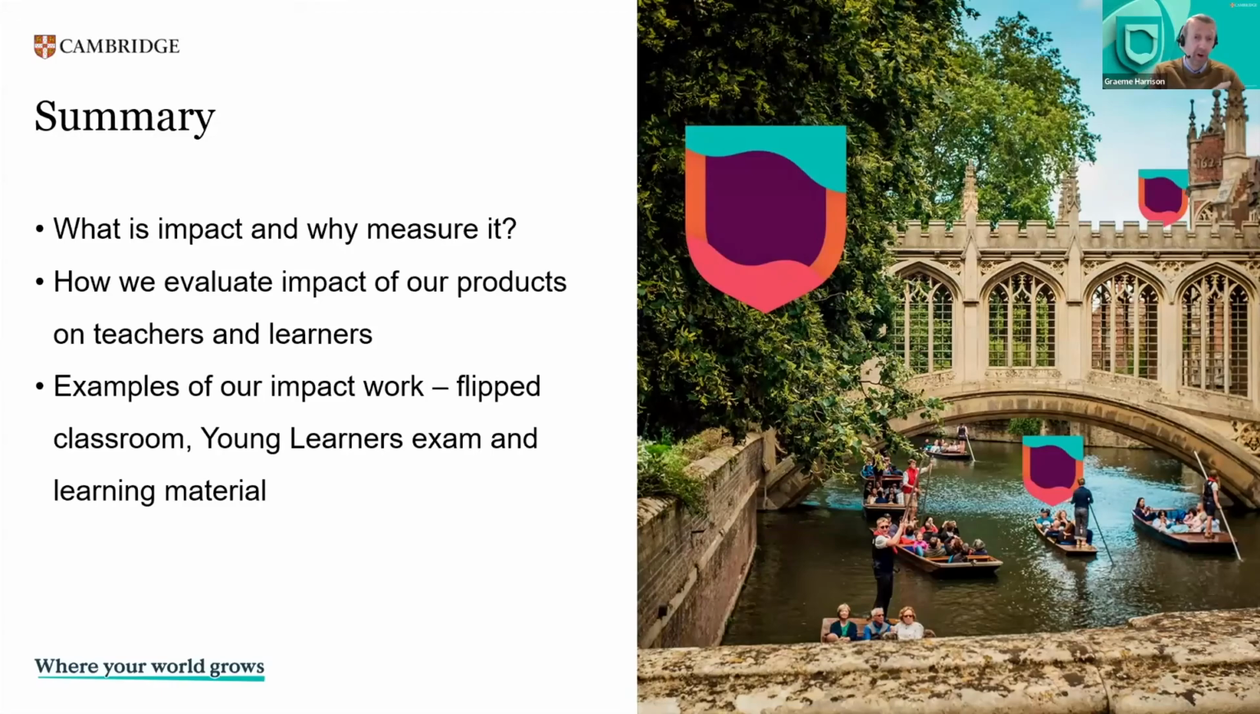So just to summarize the whole talk from Brigita and myself. Brigita talked you through what impact is and why we measure it. She also talked about how we evaluate the impact of our products on teachers and learners, showed you the impact by design diagram, and also talked you through the impact framework. And I've given you a couple of examples of our impact work. We talked about the flipped classroom in universities in Mexico, and also the Young Learners Exam and Learning Materials in primary schools in Chantilly in France.